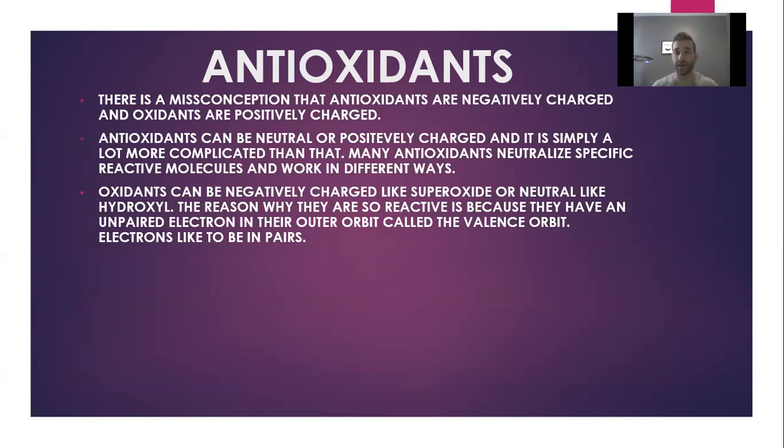Okay, and then the superoxide dismutase is what neutralizes the superoxide. But superoxide, okay, is negatively charged. So oxidants can be negatively charged, like, as an example, superoxide, or neutral. So oxidants can be neutral, like hydroxyl. Okay, hydroxyl is a free radical that we have no natural defense mechanism to, and is very toxic to the body. It's a highly reactive free radical, and it's neutral. It doesn't have a charge.